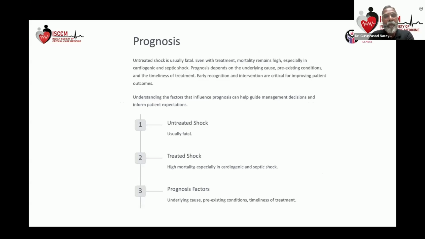If the patient is untreated, then it is usually fatal. If the patient is treated, still there is high mortality in cardiogenic and septic shock. And prognosis depends on the underlying causes, the pre-existing conditions, timeliness of treatment, age, etc.